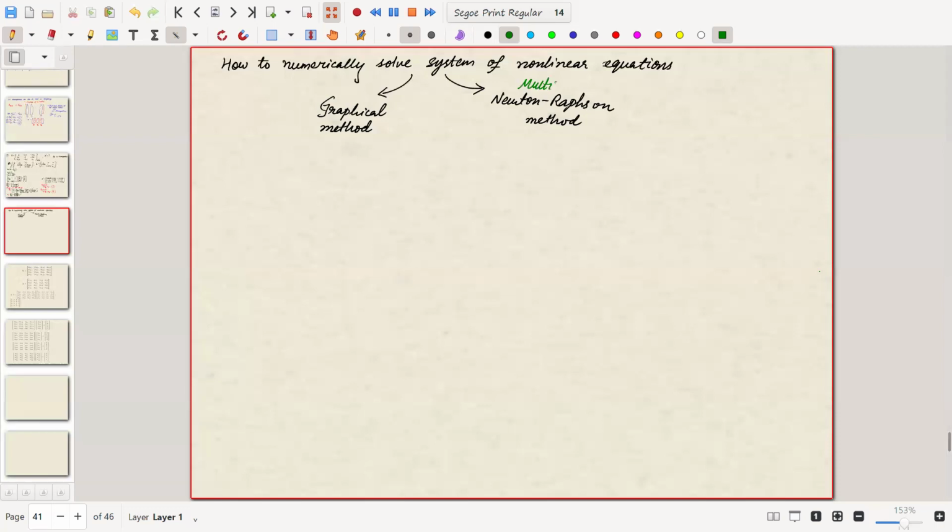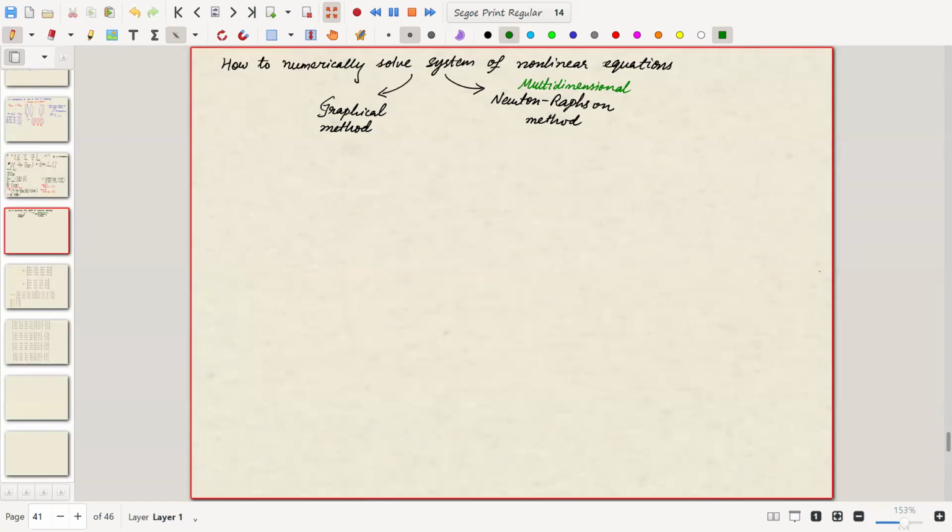Also known as the multidimensional Newton Raphson method. Because if you have just one equation, there is no meaning of computing nonlinear equations. If you are saying a system, it is involved to find the common root.